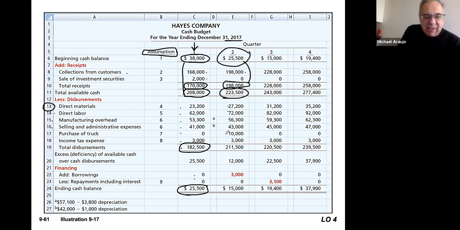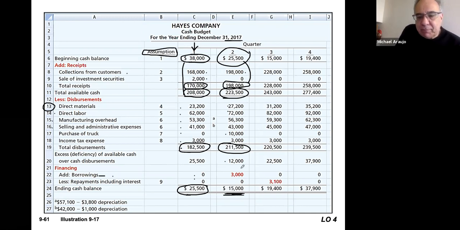The amount of cash they need is going up, particularly that extra $10,000 here for the truck. They want to purchase that truck. So they actually need $211,500. They can cover all of that, but their balance would be $12,000. They don't want to have a balance below $15,000. So in this case, they're going to need to borrow $3,000. So the borrowings here is simply to keep the minimum balance in their cash account at $15,000.